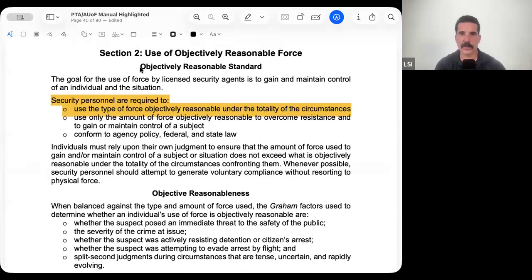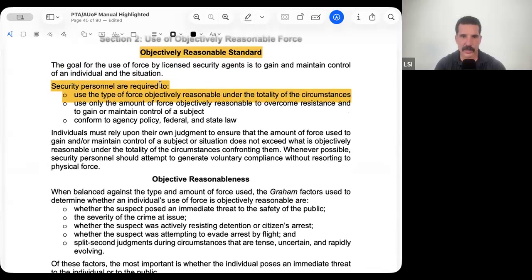We are on page 45. We're going to highlight the heading Objectively Reasonable Standard. Highlight that heading. Then it says the goal for the use of force by licensed security agents is to gain and maintain control of an individual and the situation. Then we're going to highlight the next little heading over these bullet points.